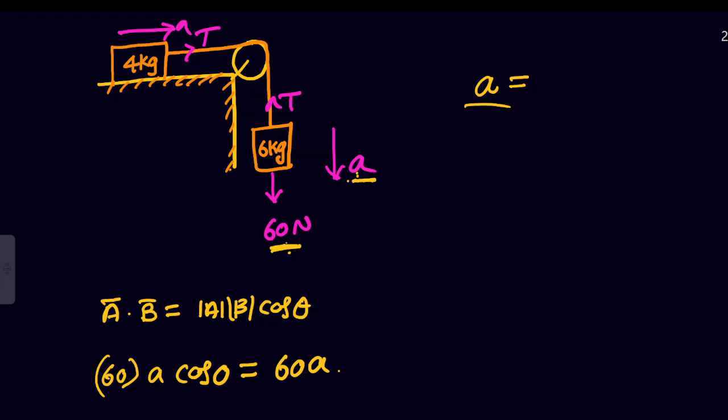A means what? A bar dot B bar is what? Mod A, mod B, cos theta. Theta value how much? So that is 0 now. What are we finding here? Yes, acceleration. So A value only we are finding. So simply remove the A from here. Now tell me what is left out here. A we are removing, remaining is 60.